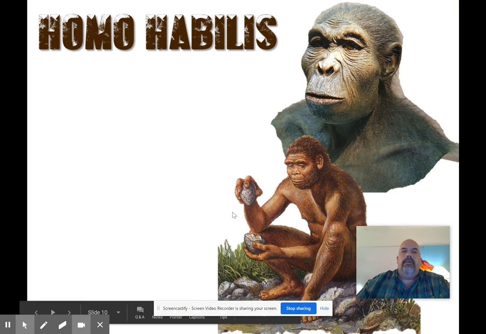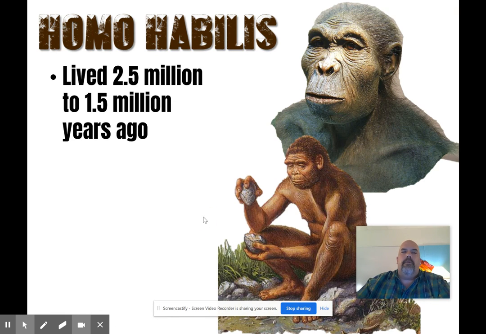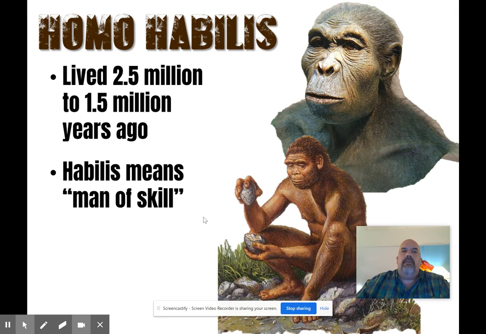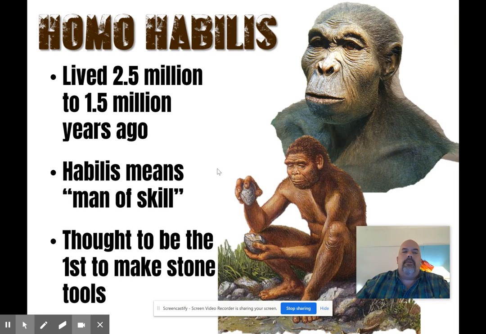Let's talk about Homo habilis. If you look right here, you can see that they're starting to use tools. 2.5 million to 1.5 million years ago. The name means man of skill, so they had some skills. Thought to be the first to make stone tools, very advanced for the time frame that we're talking about.